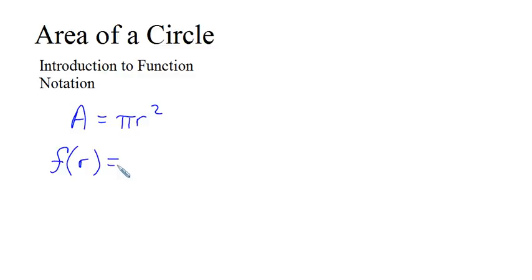So instead of writing A is equal to pi r squared, I could put f of r equals pi r squared. And this is what A is equal to, a function of r.